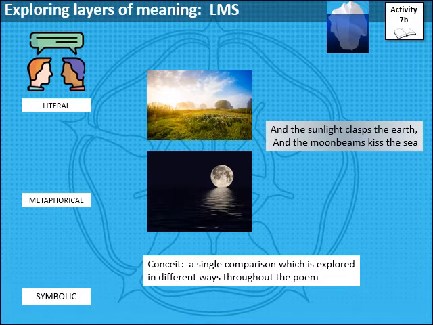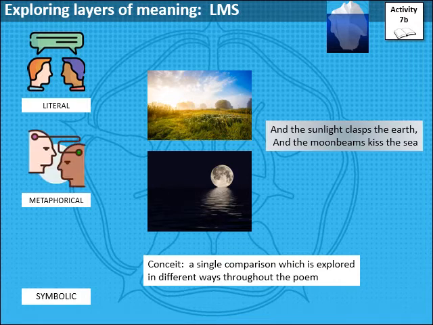This is one way you might analyse this quotation using LMS. The last element of the union in nature conceit is the way the sun and moon bring light to the earth, and the sunlight clasps the earth, and the moonbeams kiss the sea. Literally, the speaker is describing the way the sun and moon cast light over the earth. Metaphorically, the verbs clasp and kiss invoke romantic connotations of the sun and moon, personifying them and suggesting that they are physically embracing and caressing the earth. This, the speaker is arguing, is the way the two of them should be.